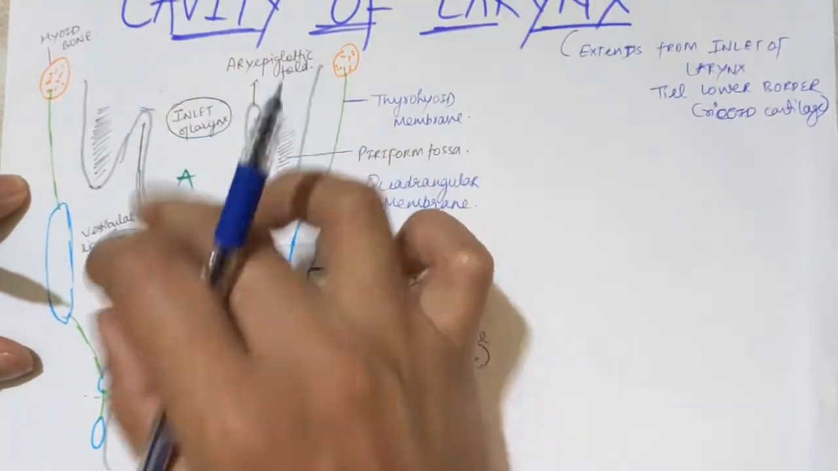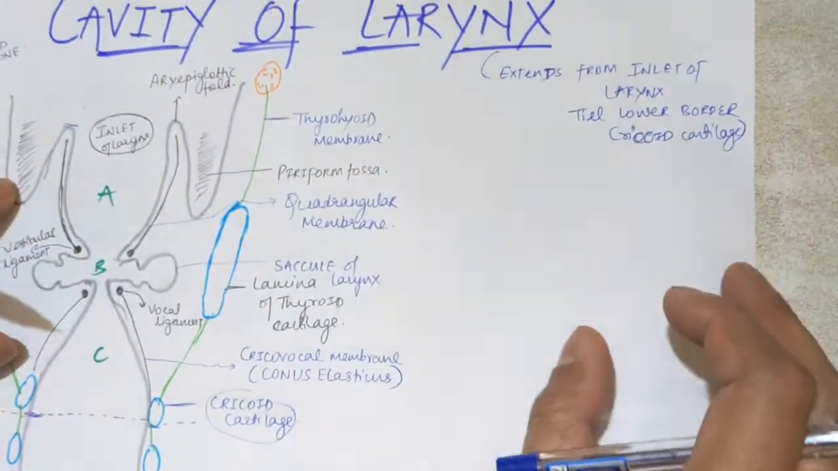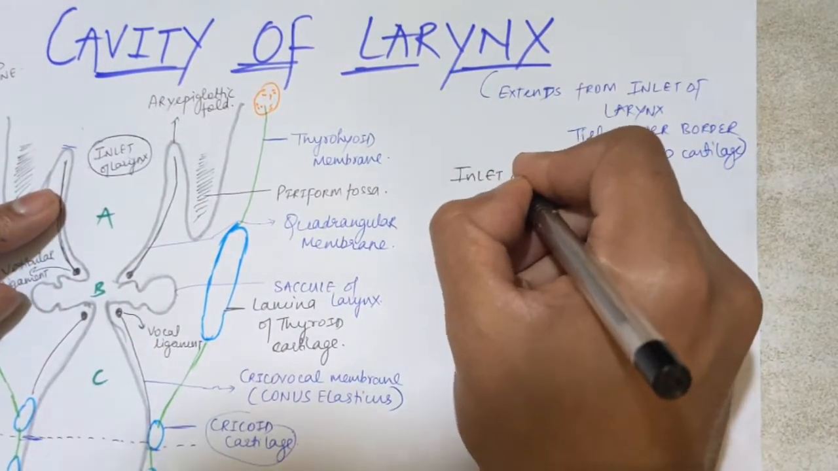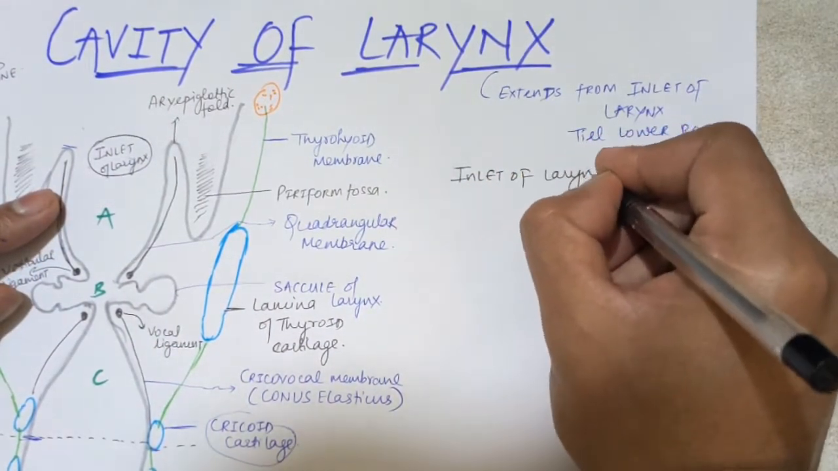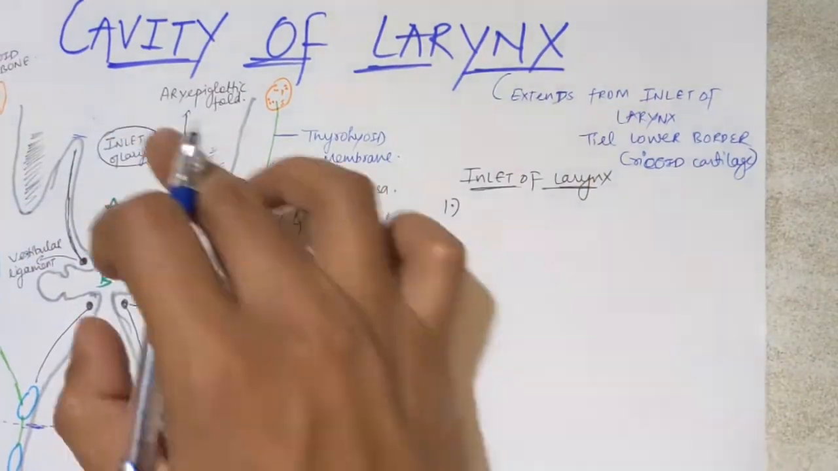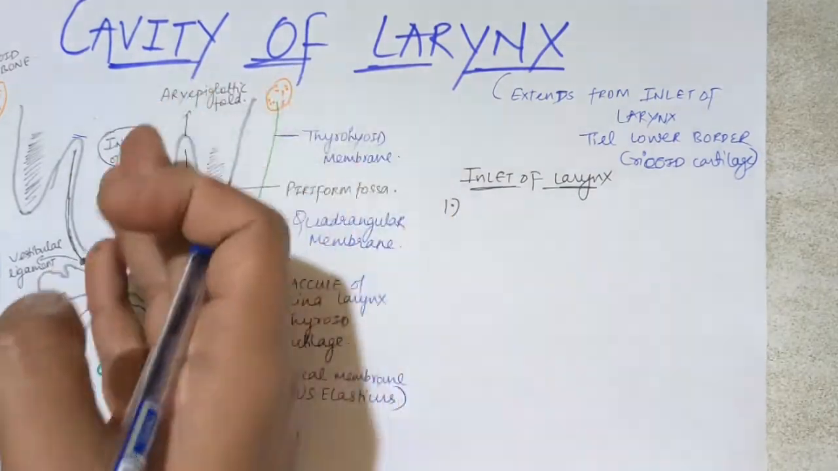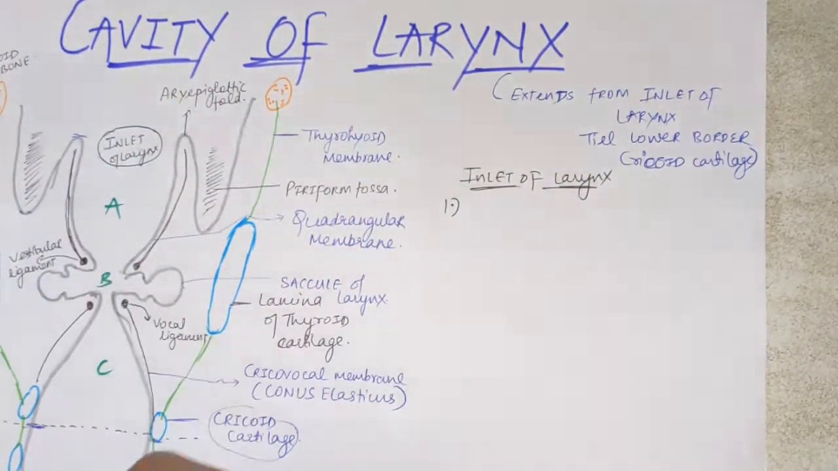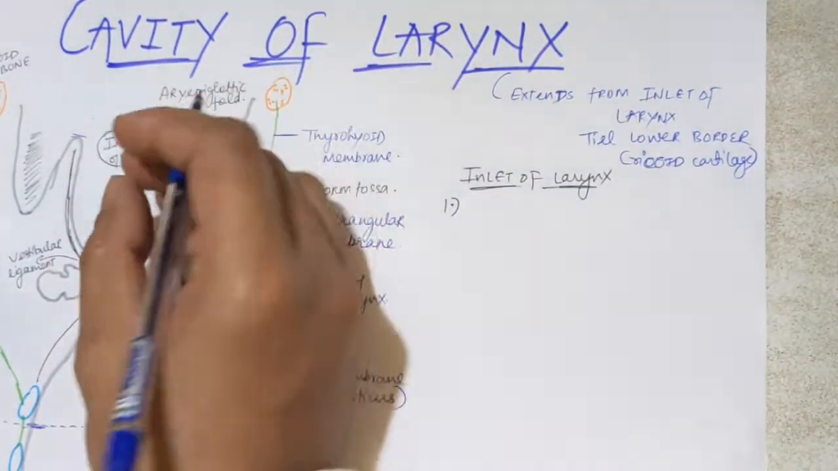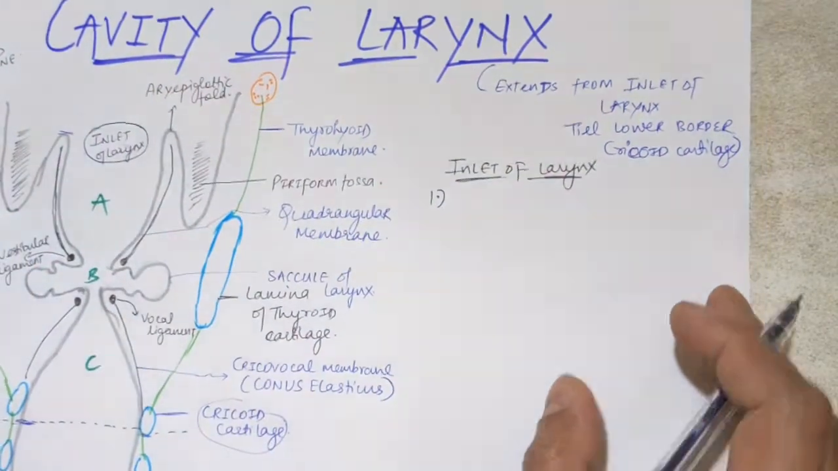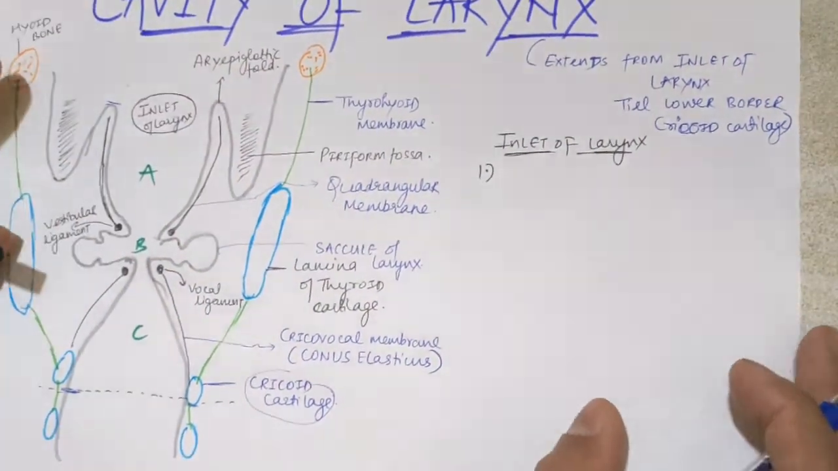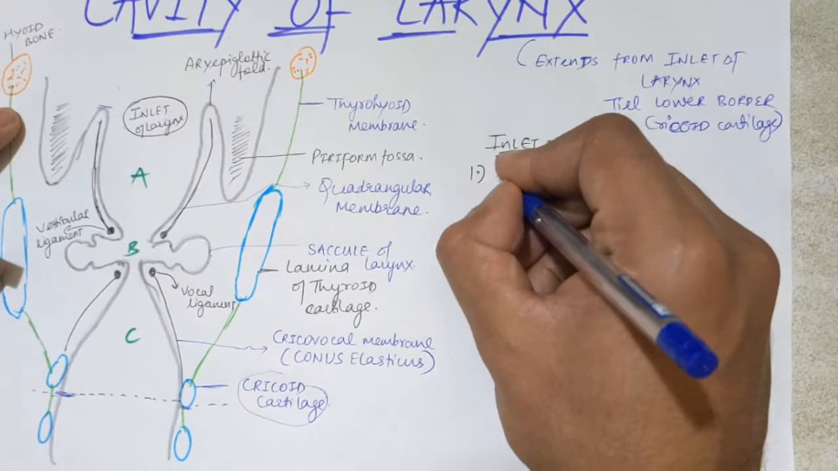So this is the inlet of larynx. We will be discussing the boundaries of the inlet of larynx. First of all, what is the inlet of larynx? The inlet of larynx has a connection with the lumen of laryngopharynx from above and with the lumen of trachea below. So it has two connections. Now we will be seeing the boundaries for this inlet of larynx.